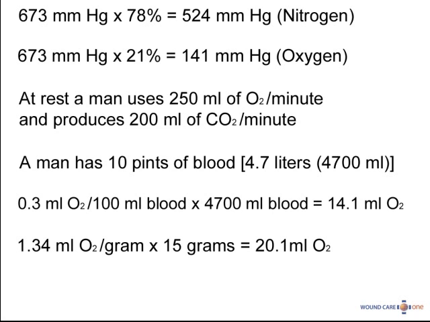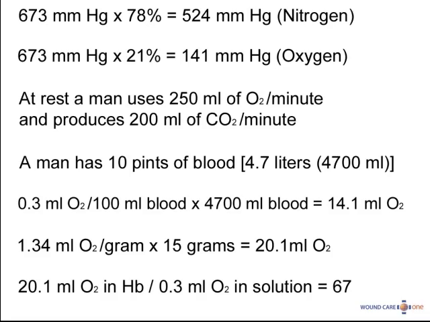This is nearly 67 times the amount of oxygen dissolved in the solution of blood. The equation would be 20.1 milliliters of oxygen in hemoglobin divided by 0.3 milliliters of oxygen that is dissolved in solution equals approximately 67.